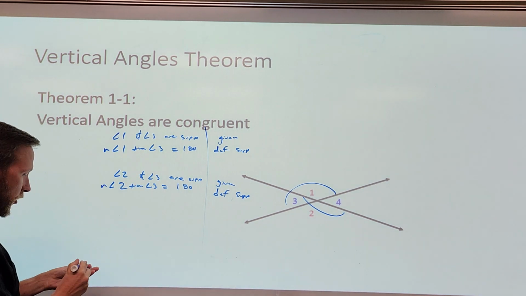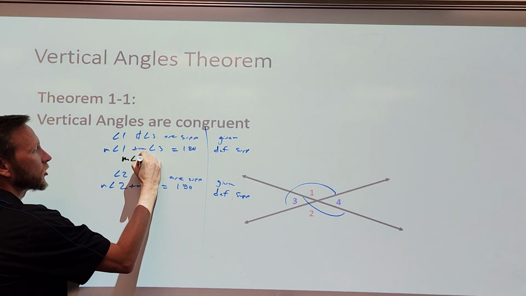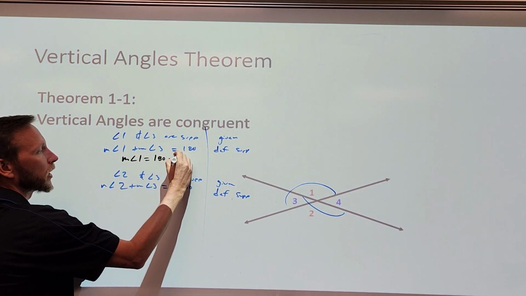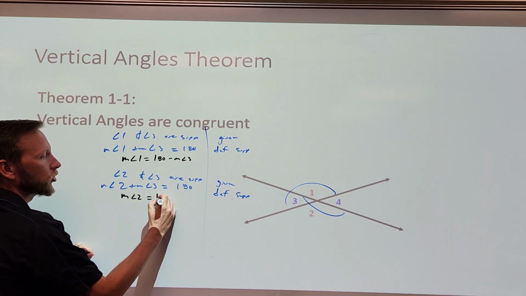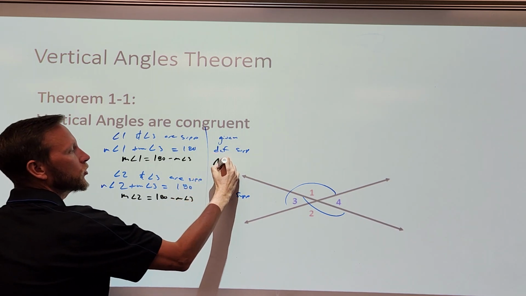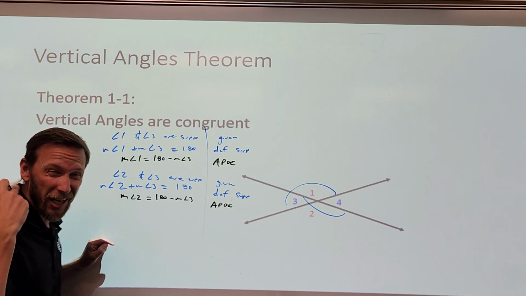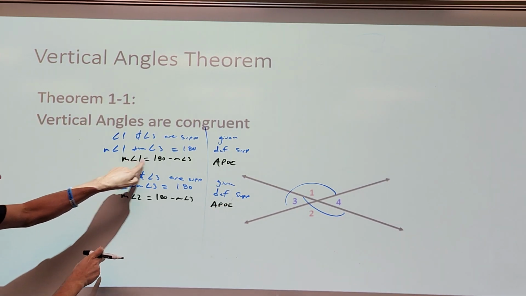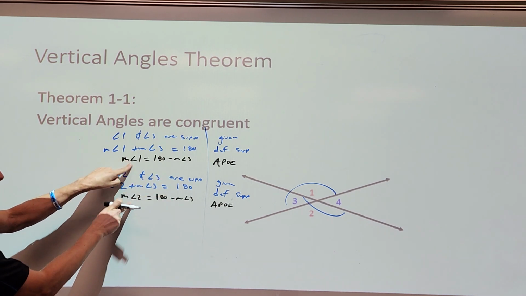If I write that I subtract the measure of angle 3 from both sides, I can show that the measure of angle 1 is 180 minus the measure of angle 3. And I can likewise show that the measure of angle 2 is equal to 180 minus the measure of angle 3. And so by using the addition property of equality, I can confirm my logic that if this is equal to that, and if that is equal to this, then these are equal to each other.